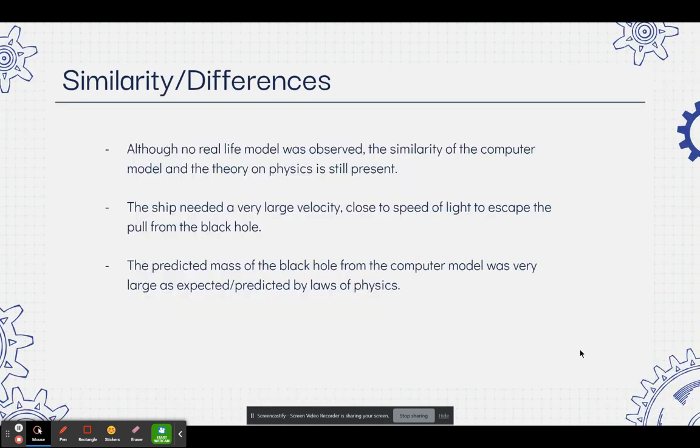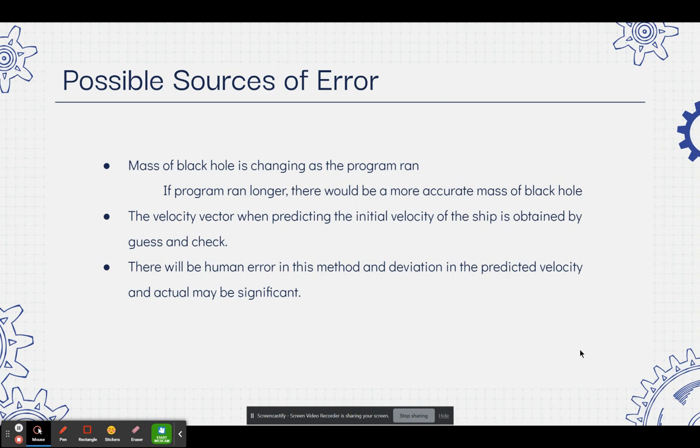Now, although no real life model was observed, the similarity of the computer model and the theories of physics is still present. The ship needed a very large velocity to escape the pull from the black hole, and the predicted mass of the black hole was very large, as predicted by the laws of physics.